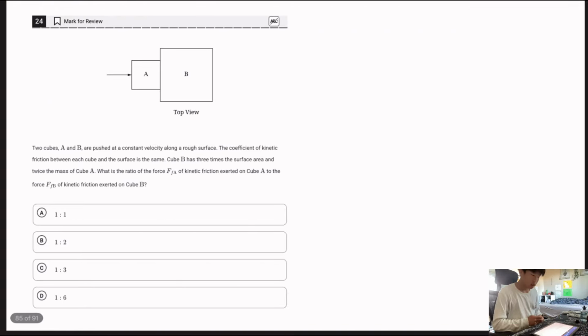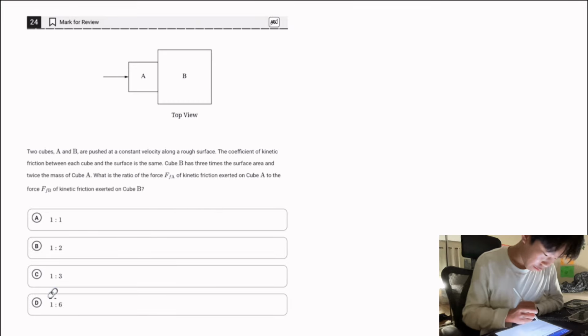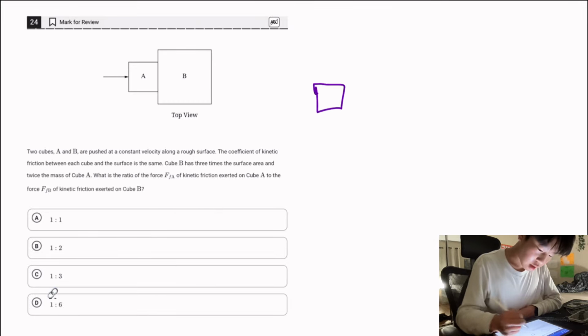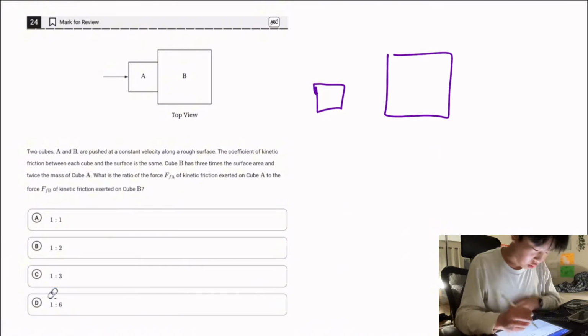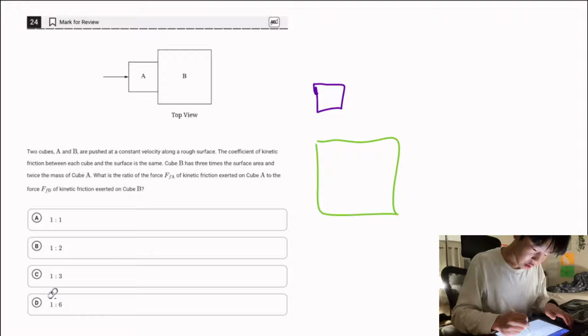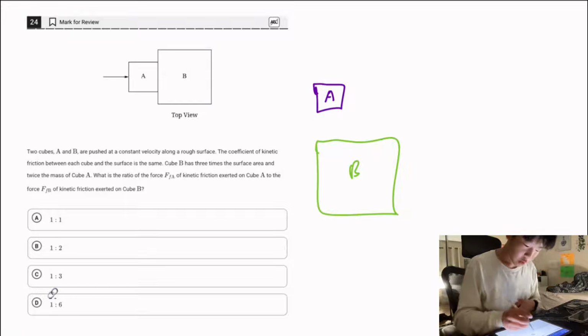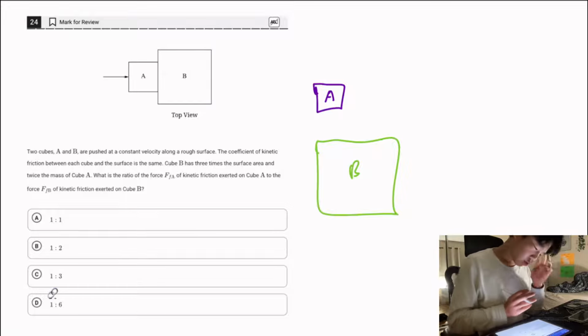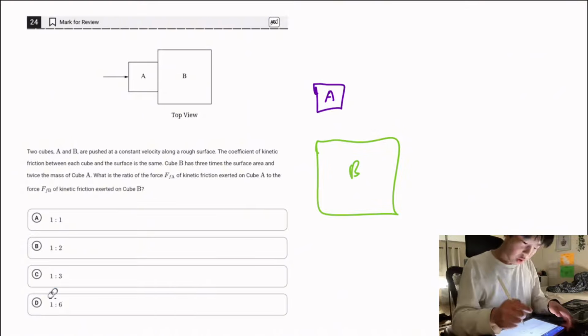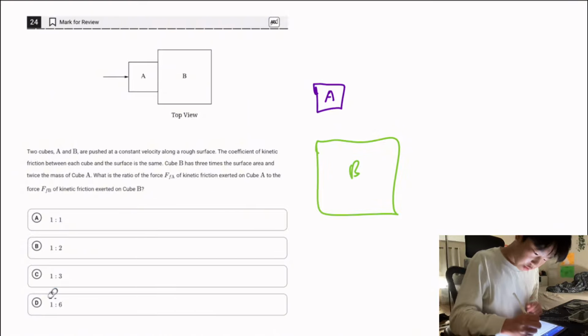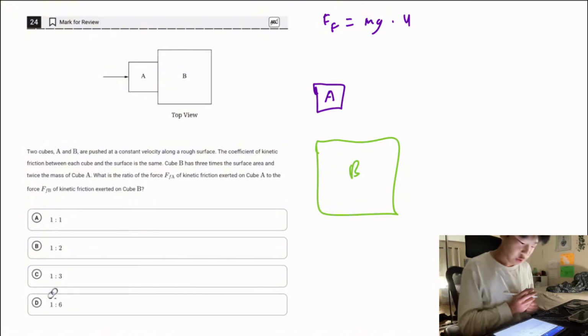All right, so this question is asking about friction on two boxes. You just need to think about it like this and like this. Let me make the other one in green. So this is the small one, this is the fat one. This one's A, and this one's B. It's asking for the ratio of kinetic friction. So how do we find friction? Friction is just mg times mu, the coefficient of friction. So we just need to calculate the mg, the mass, and then boom, we get our answer.